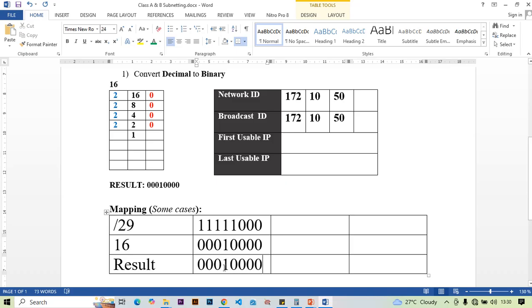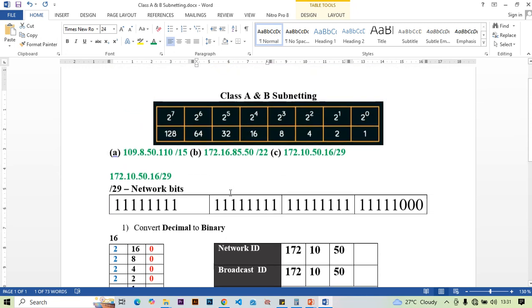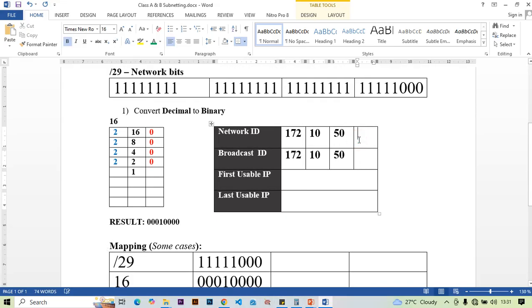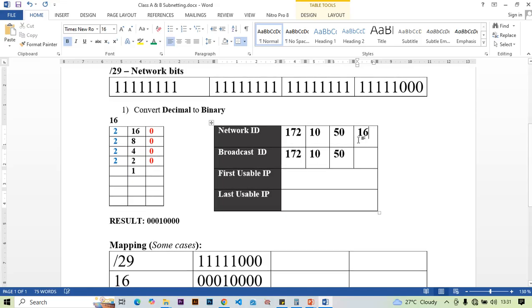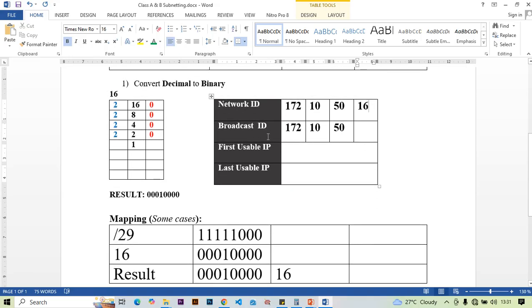So it means our result tells us that the only one turned on is in the position 4 from your left. 1, 2, 3, 4, which is 16. So it means this is 16. So the value I've gotten here immediately becomes the network ID for our network. Then, after finding network ID for our network, we shall need to find the broadcast ID for this network. How do we find the broadcast ID?